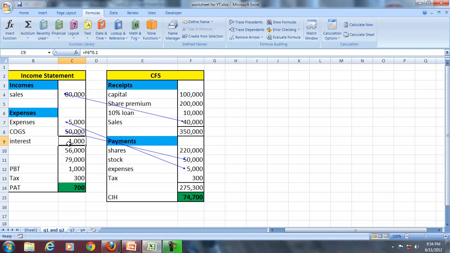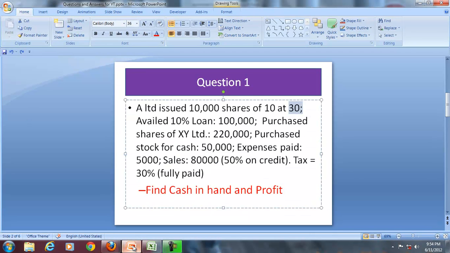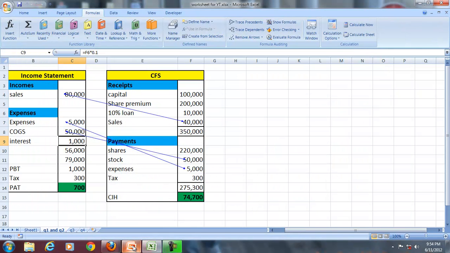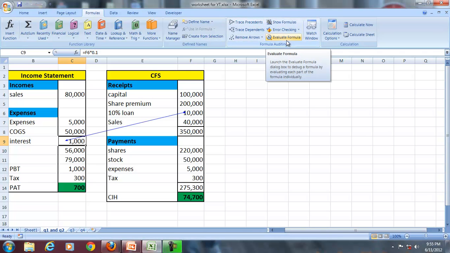Interest during the period is charged at 10% on the loan. Interest is due but not paid, so we have not shown interest as a payment. We can also check if the interest is paid, what will happen to the cash in hand.